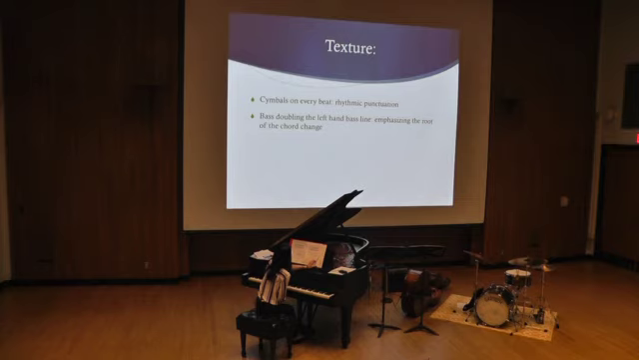And then the texture. So Cicero adds cymbals to every beat of the original prelude. And then the bass is also added, and it's doubling the left-hand bass line of the piano. So here the drums and bass are playing a supporting role in this arrangement, and the drum provides a rhythmic punctuation while the bass emphasizes the root of each chord change.